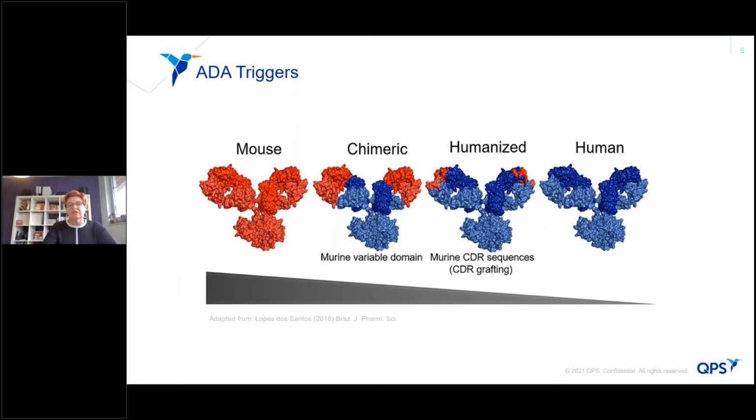A humanized antibody is a molecule where also part of the variable regions are replaced by human sequences. And then finally, there's the completely human molecule where also the antigen binding sites are replaced by human sequences. And the further you go to the right in this picture, the lower the immunogenicity that is expected in humans. However, if you dose these drugs to animals, there can be an increasing amount of ADA.